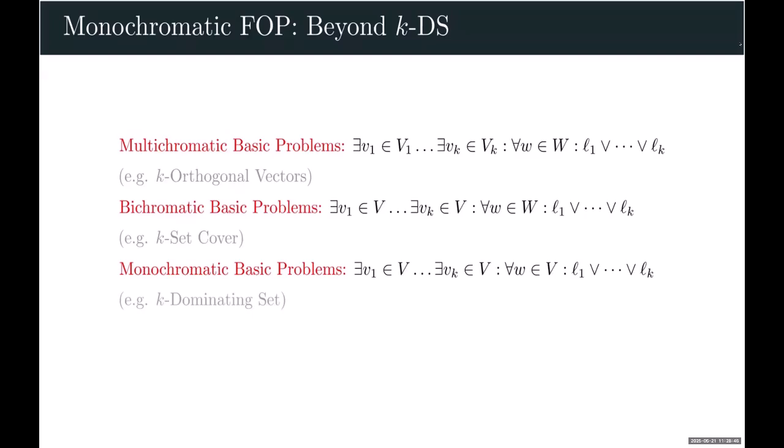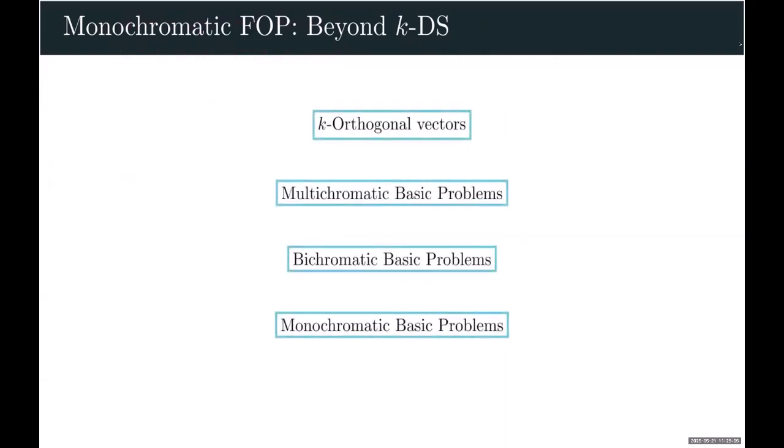Now we know that these are hard. We know that there's at least one easier problem, namely K-dominating set. But we want to show that for all other problems, we can reduce this one to that one. To do that, we will go over these bichromatic ones. Unfortunately, I'm running out of time to show you the reduction, but basically the idea is to start from K-orthogonal vectors. This is already known, but for completeness, it's a very simple reduction: every multichromatic basic problem can be reduced from orthogonal vectors.